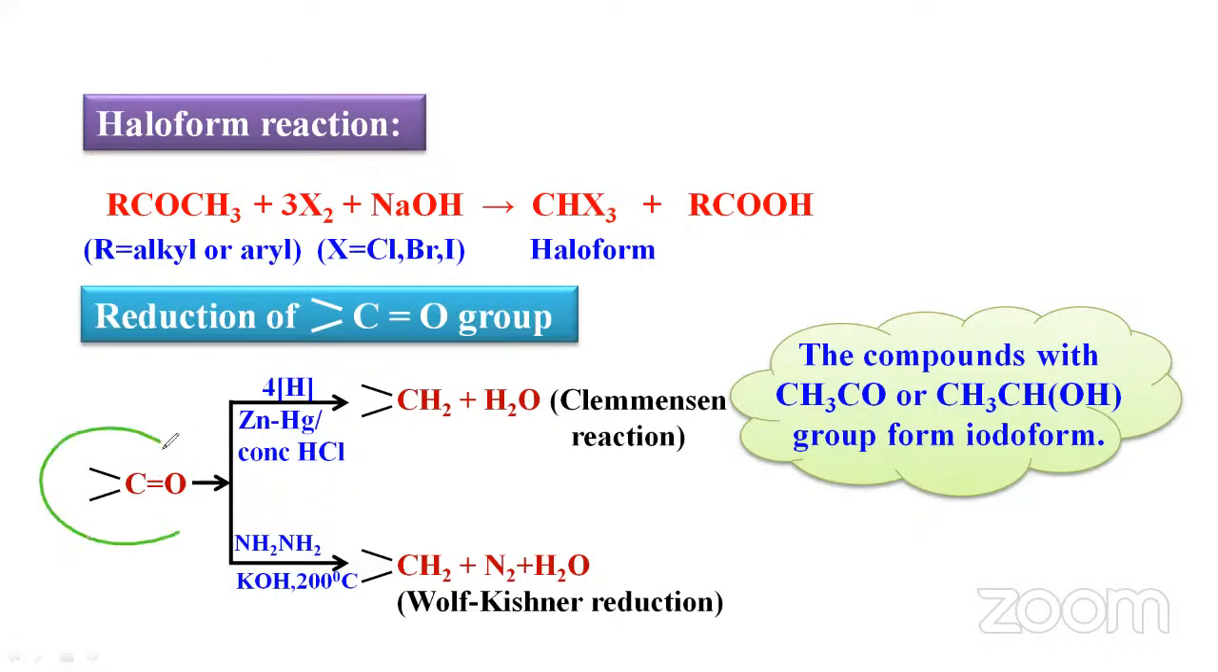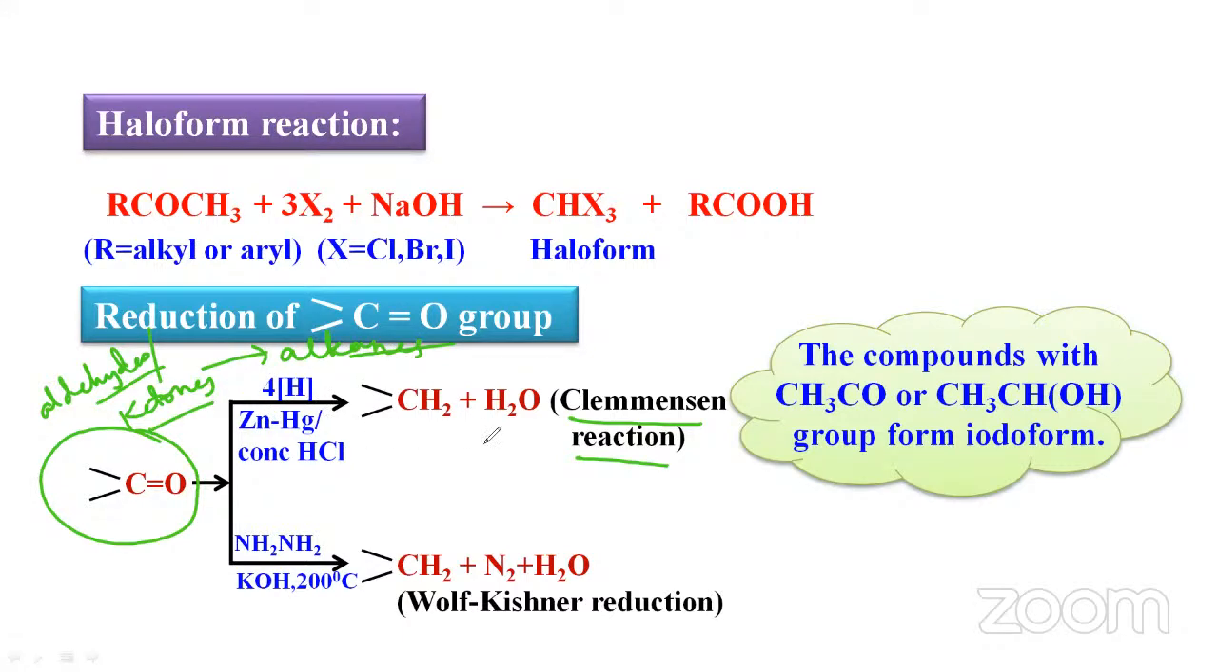So your carbonyl group is taken. First is your Clemmensen reduction. In the Clemmensen reaction, you are going to treat it with zinc Hg, which is nothing but what is called an amalgam. So in the reduction of this carbonyl compound, you are going to reduce aldehydes or ketones into alkanes.